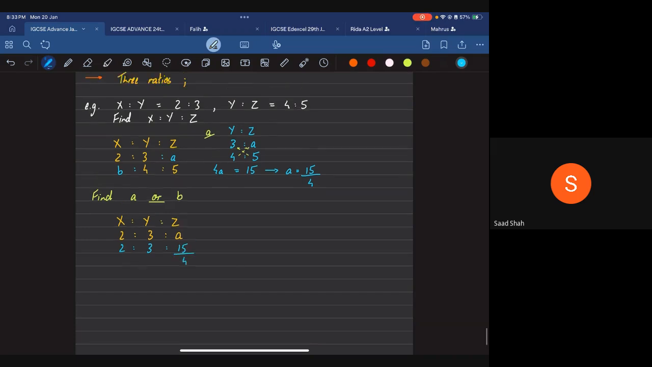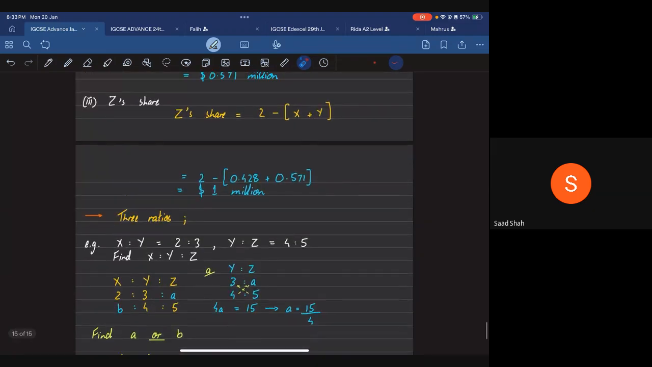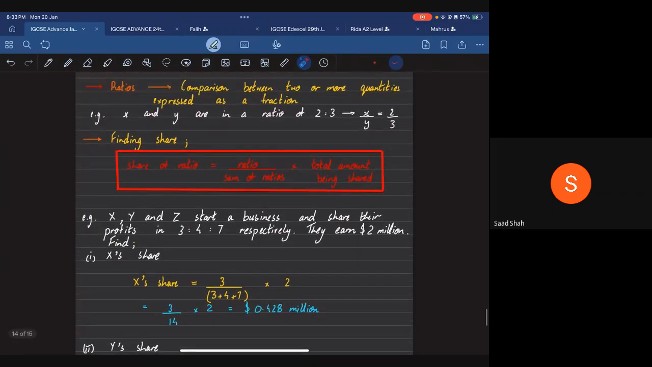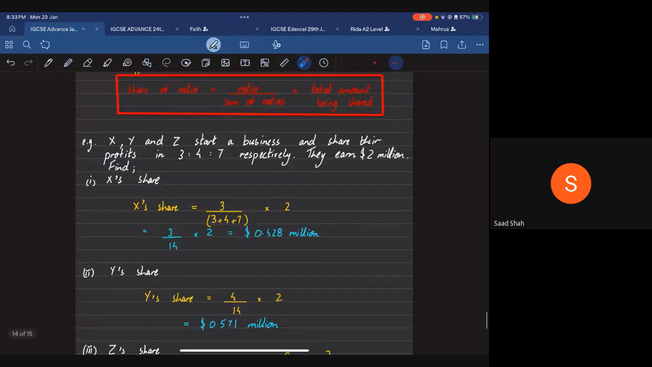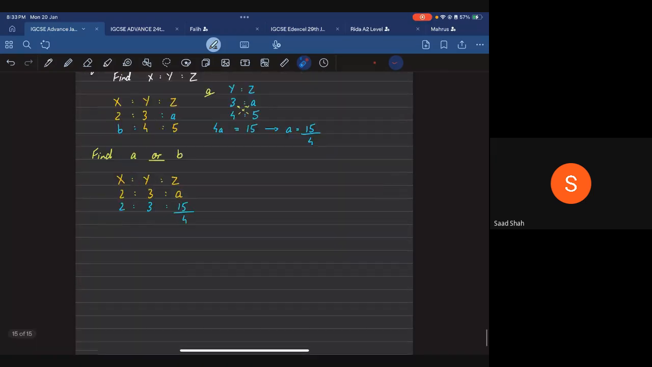But again, in the beginning, I said that ratios themselves are expressed as fractions. So you cannot have a fraction in a fraction. Obviously 15 over 4 does not look very nice butting in over here. You need to simplify it. Ratios are always written in their simplest whole number form, not even decimal or anything.